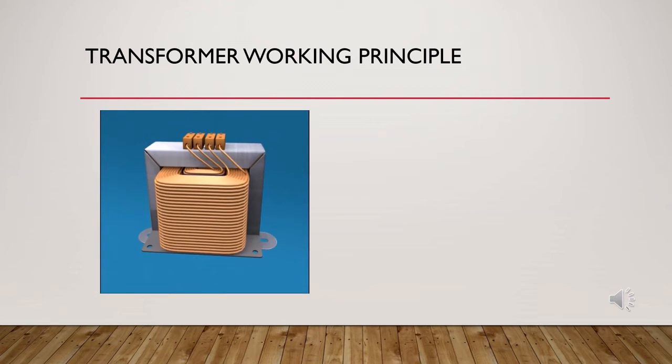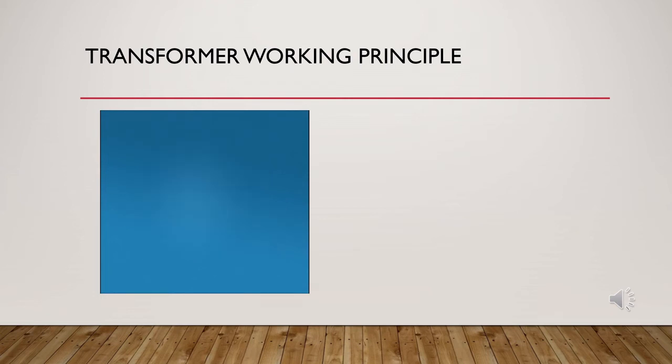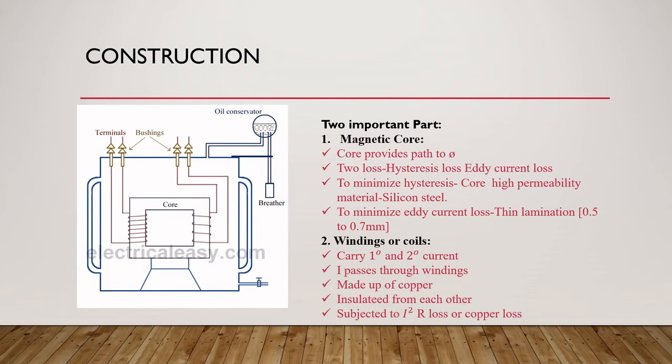Hope now you have a little bit of an idea about the principle of working of an electrical transformer and about the construction of the transformer. There are two important parts in the construction of the transformer. First one is the magnetic core. The core actually provides the path to the magnetic flux.